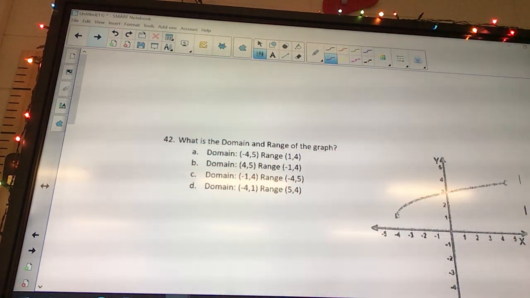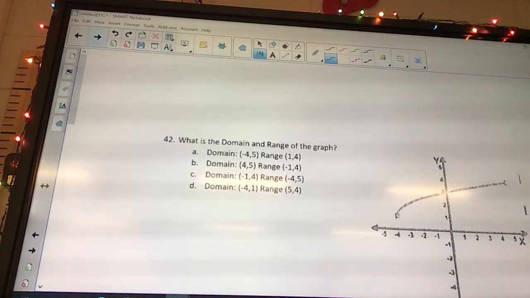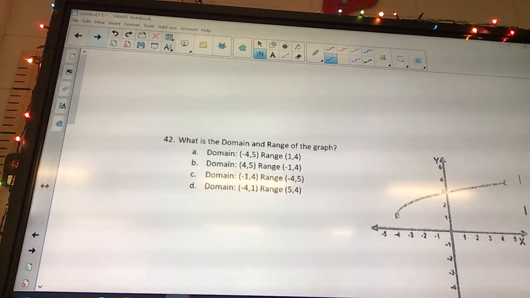Okay, 42. What is the domain and range of this graph? Are you in the 41? Oh. No, I do every other one.